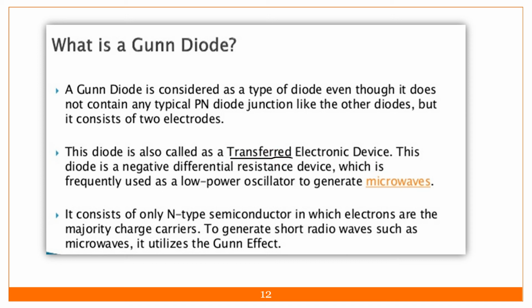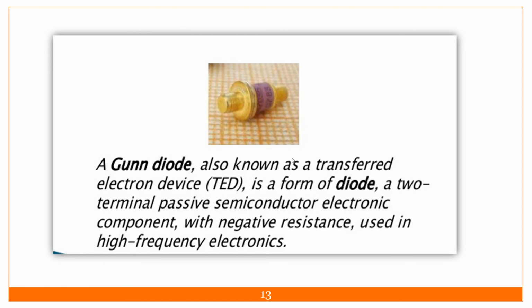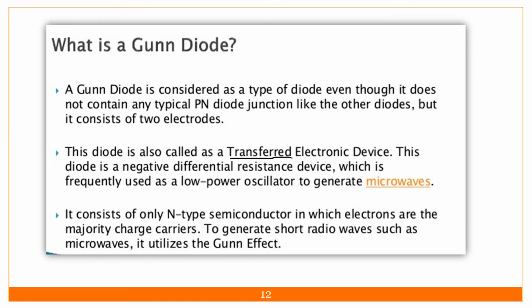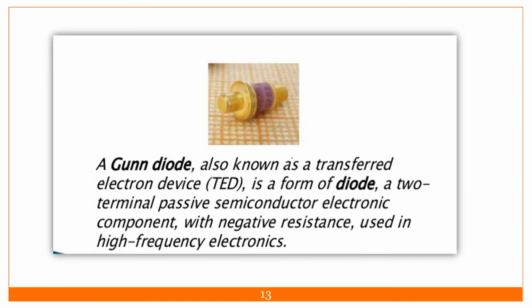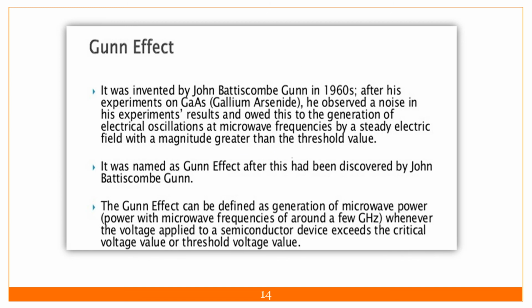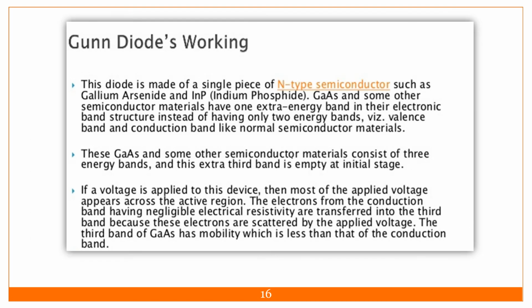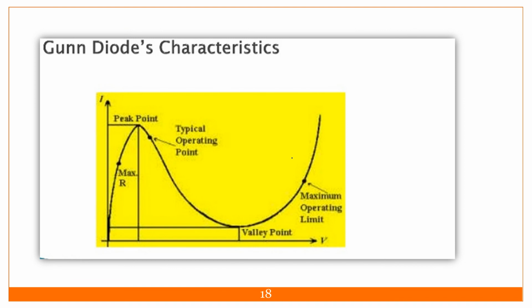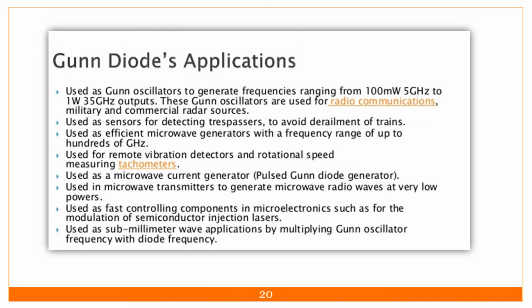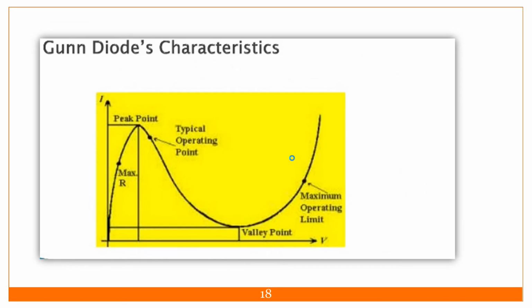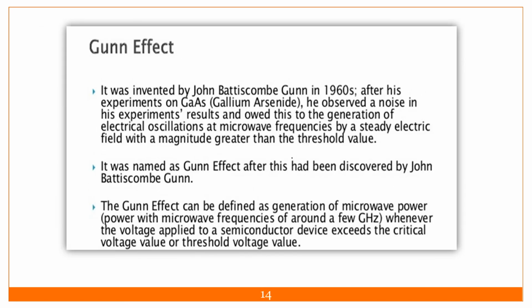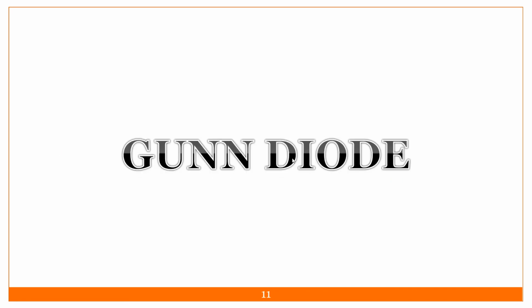In this lecture, I will just go through it. We will see the construction of the GUNN diode, what it is and how it looks, then what exactly is the GUNN effect. Based on this GUNN effect, the GUNN diode works. Then we will see the GUNN diode oscillator, the GUNN diode's working, the GUNN characteristics, and some of the GUNN diode applications. So we'll start with this.